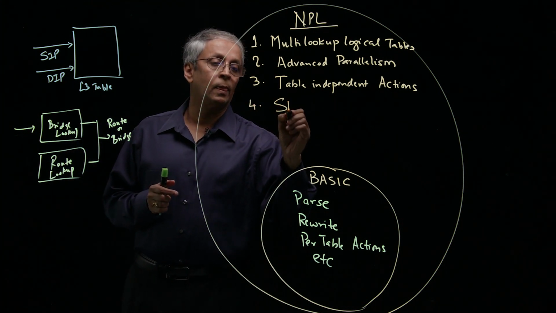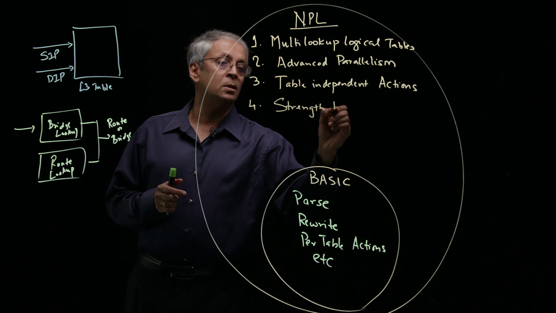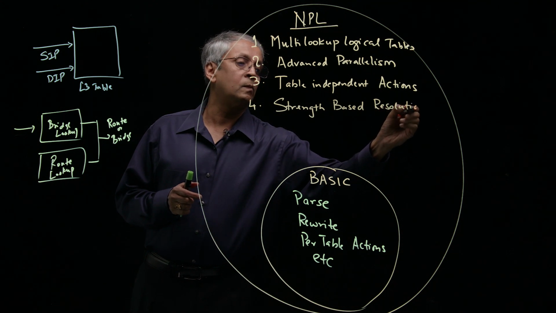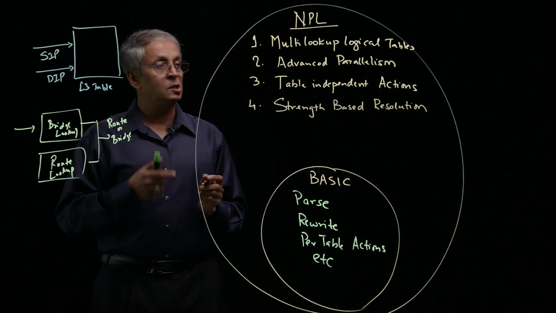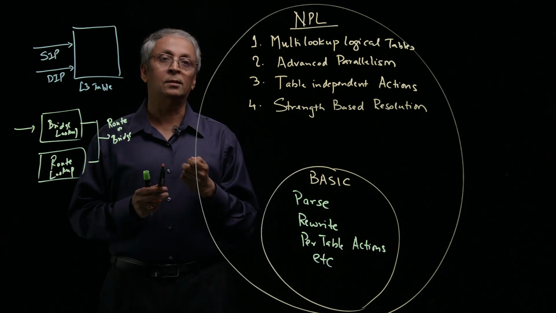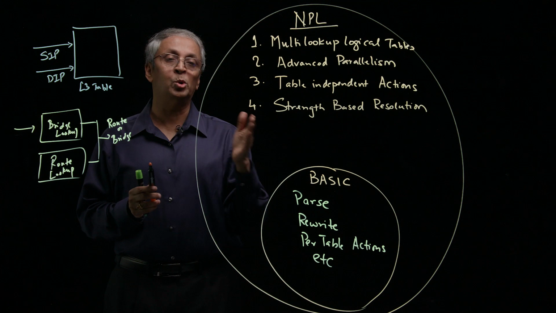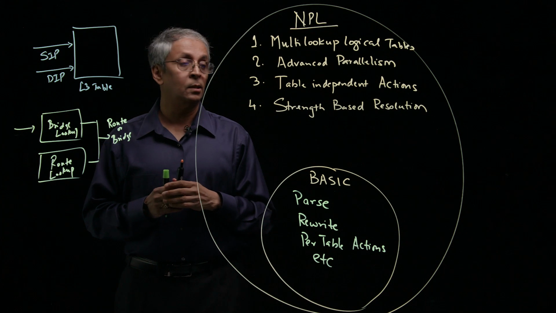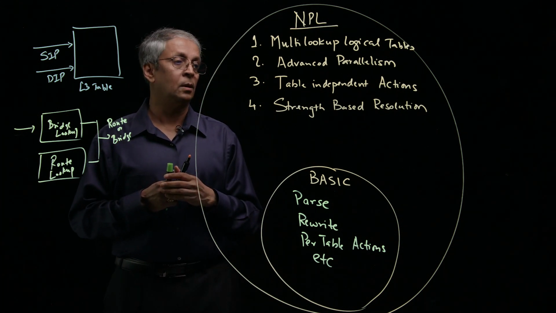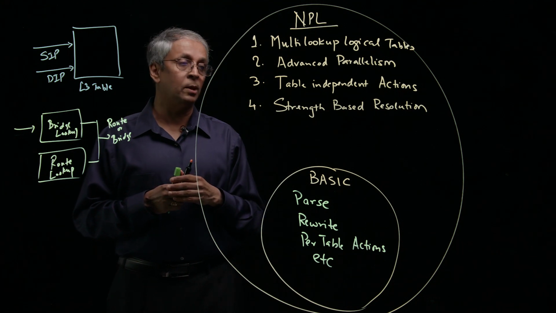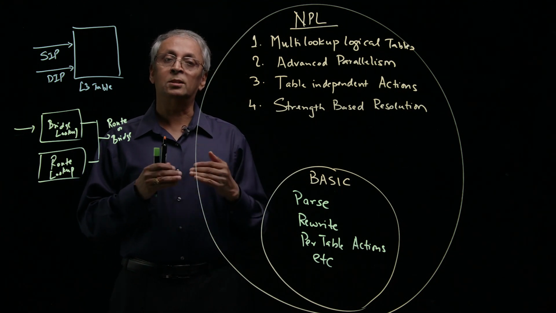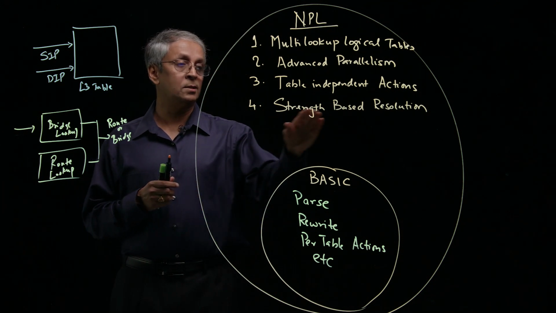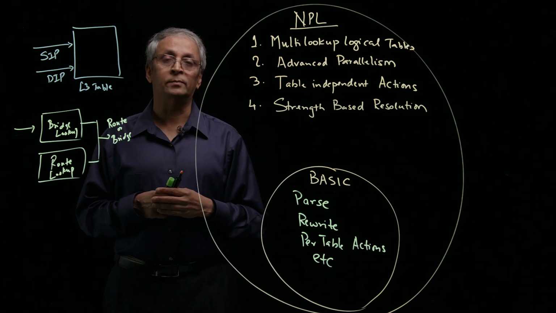The fourth one is what we call strength-based resolution. In strength-based resolution, you can assign a certain strength to each of these tables. Let's say you're doing several lookups in the pipeline, and for each of those table lookups we provide some strength. Then later on in the pipeline, you can resolve based on the relative strength between those lookups as to which course of action you need to take. So that's the concept of strength-based resolution.